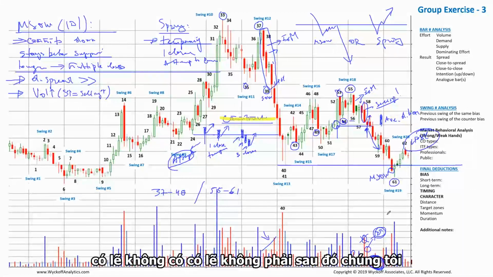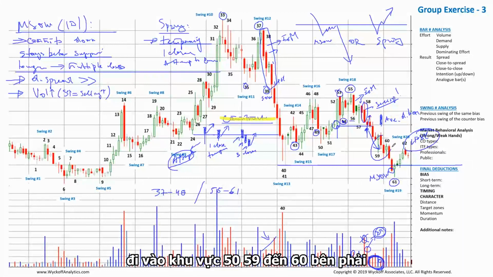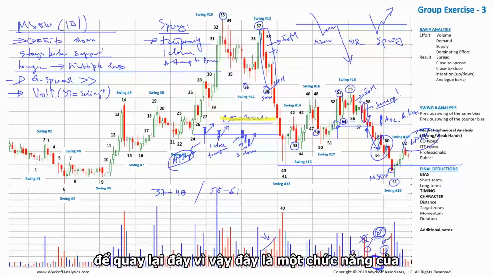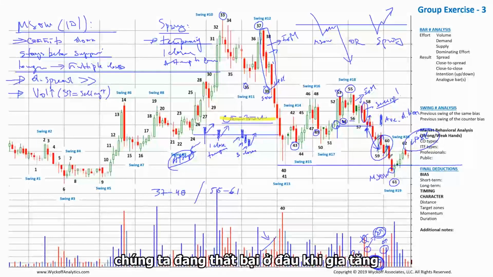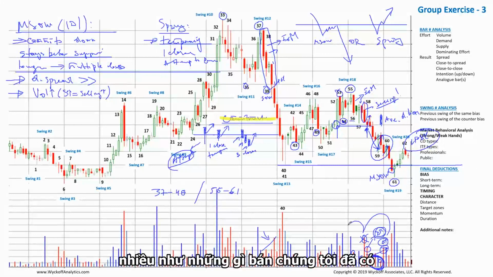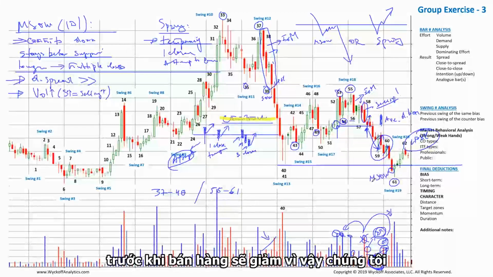Then we go into the 59 to 60 area. There are attempts to rally, so some demand starts to occur here. So here's a function of the demand. And we're still failing, but are we failing on the increased supply that's coming in? Not at this point. Demand is increasing and the volume signature locally increased, but it's not as much as the selling we have had before. So selling is going down. We kind of see through the progression of this reaction that the selling is actually going down.